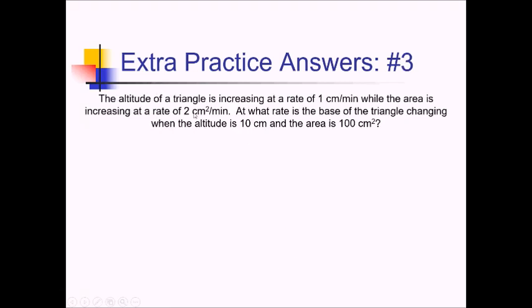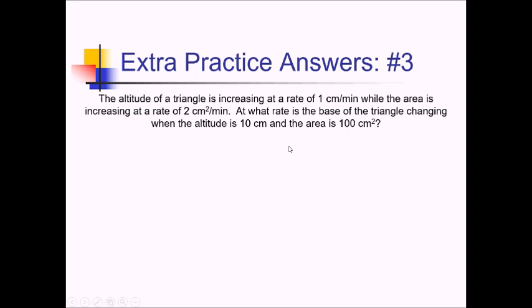On this one, the altitude of a triangle is increasing at a certain rate, and the area is increasing at a different rate. So we already got more than one rate involved. It's probably a related rates problem. We want to know at what rate is the base of the triangle changing, given an altitude of 10 centimeters and an area of 100 square centimeters.